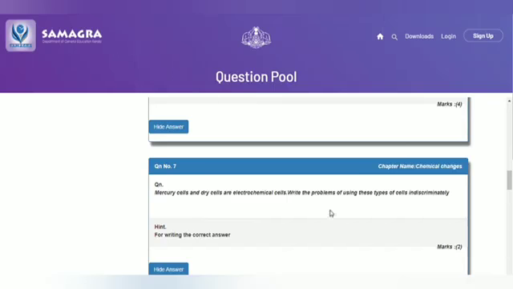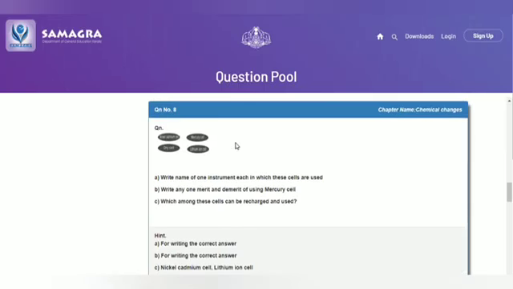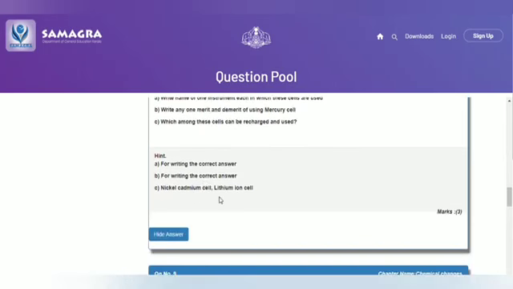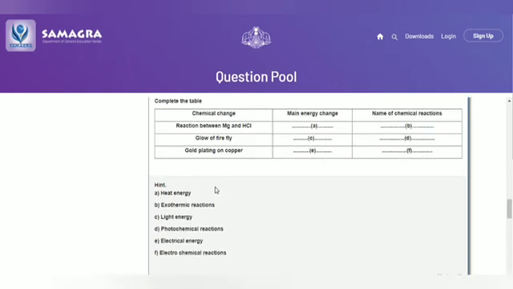Write the problems of using this type of cells indiscriminately. Write the name of one instrument each in which the cells are used. Which among the cells can be recharged and used? Here the rechargeable ones are the nickel cadmium cell and the lithium ion cell.